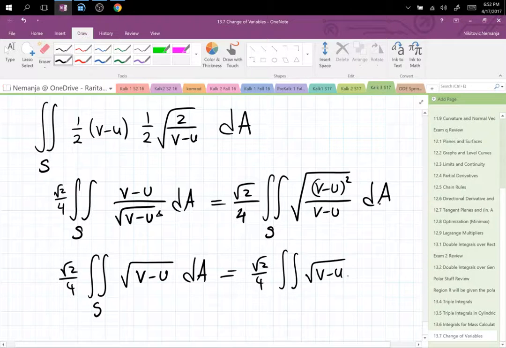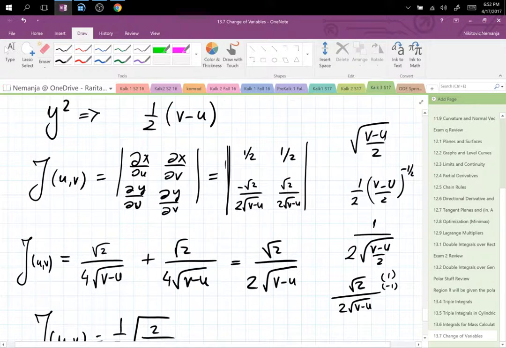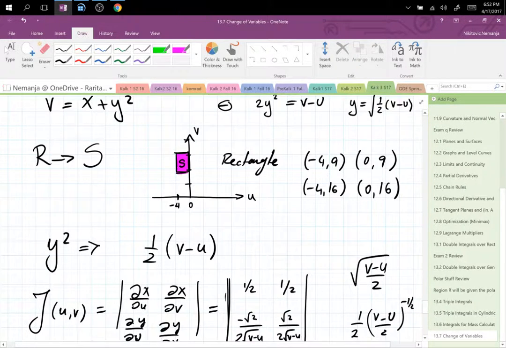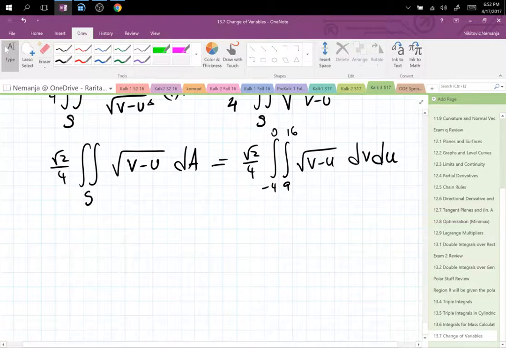So that's square root of 2 over 4. And you can do, if you want, dv du or du dv, doesn't matter, but let's do dv du. V is from 9 to 16. And this one is from -4 to 0 for du. Square root of 2 over 4, integral -4 to 0 here. Integral in terms of v is what?